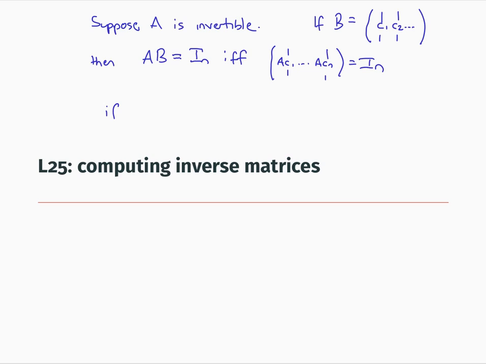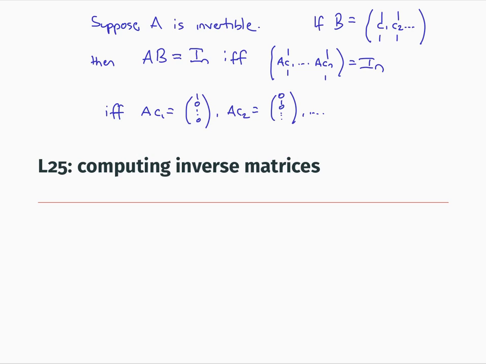So that is true if and only if AC1 is equal to the first column of the identity matrix, and AC2 is equal to the second column of the identity matrix, and so on. That means finding a matrix B such that A times B is equal to the identity is equivalent to solving a bunch of matrix equations.